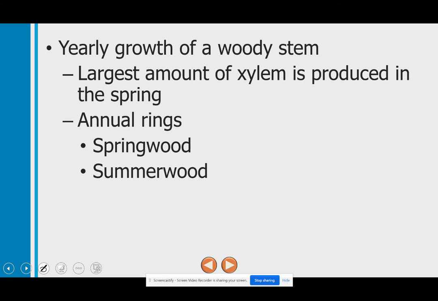An annual ring is made up of what's called springwood and summerwood. One is going to be light colored, and that's going to be the springwood. So we say that it's light colored. The summerwood is going to be a little bit darker. Typically, the springwood, that lighter color ring, is going to be larger. The summerwood, the darker color, is going to be a little bit smaller.